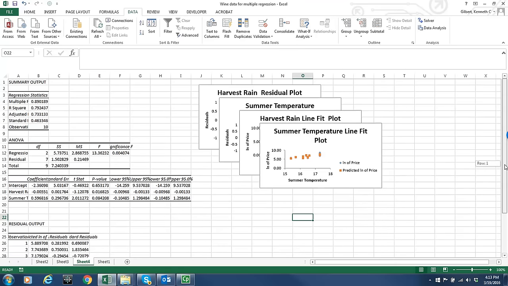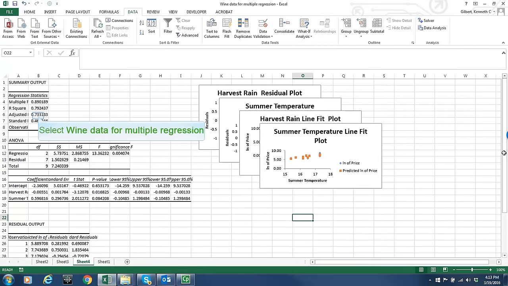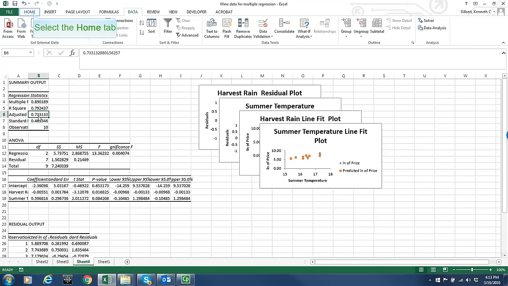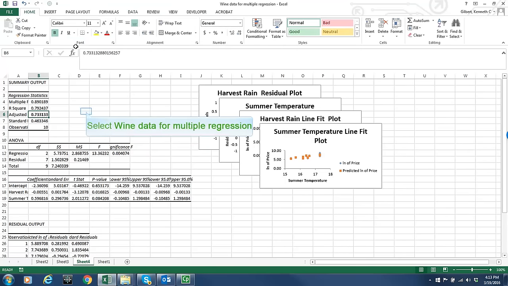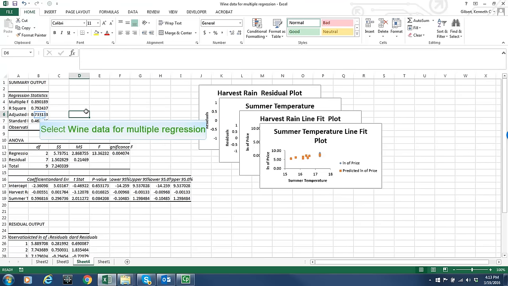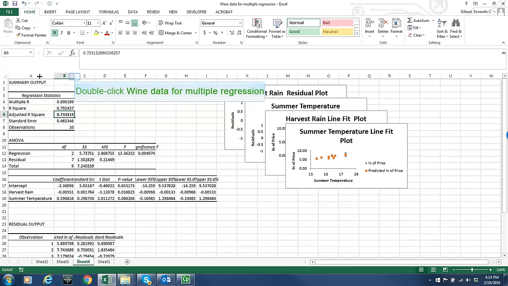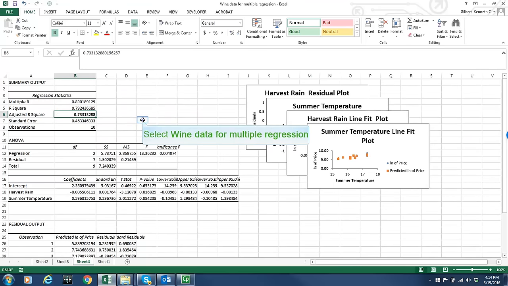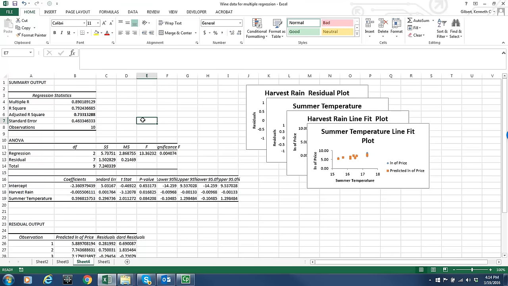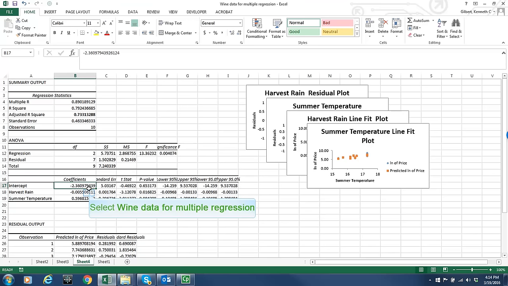And several things you want to notice here. The adjusted R squared increased. We expected that, but it didn't increase nearly as much as we probably hoped it would. And that's because, if you know harvest rain, and it's low, that's probably telling you it's a hot summer. So you already have a lot of the information you need. You have your model here showing you the intercept and the two coefficients for the input variables.